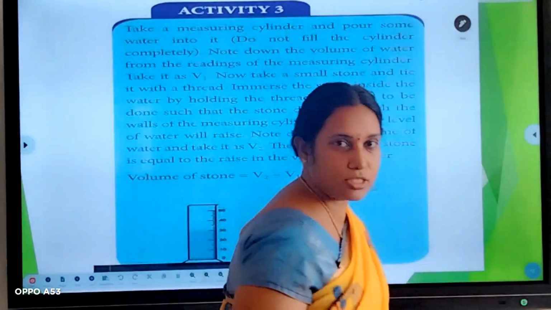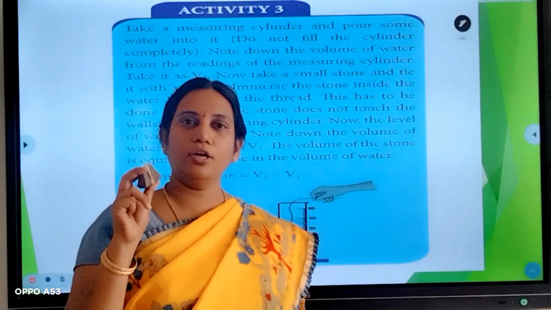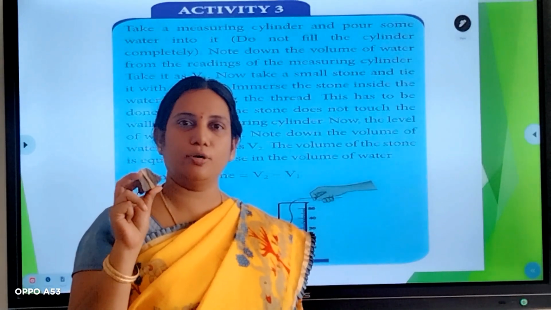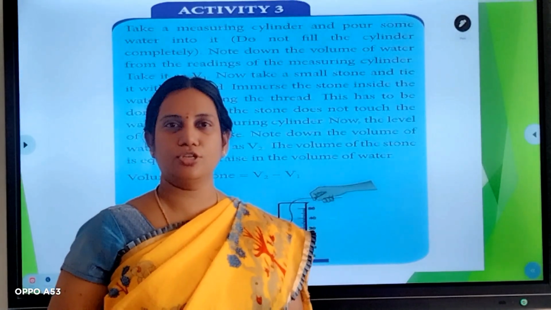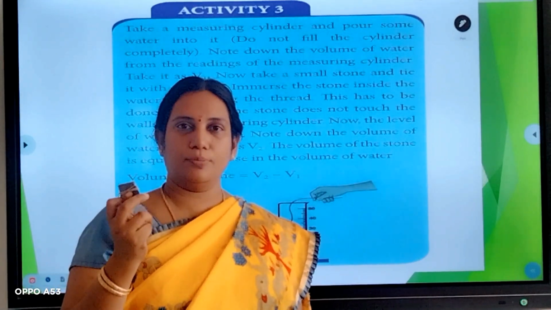Shaped object like the stones. Okay, this is the irregular shaped object. So children, how can you find the volume of this irregular shaped object? So I'll show you a small illustration for finding the volume of these kinds of irregular shaped objects.